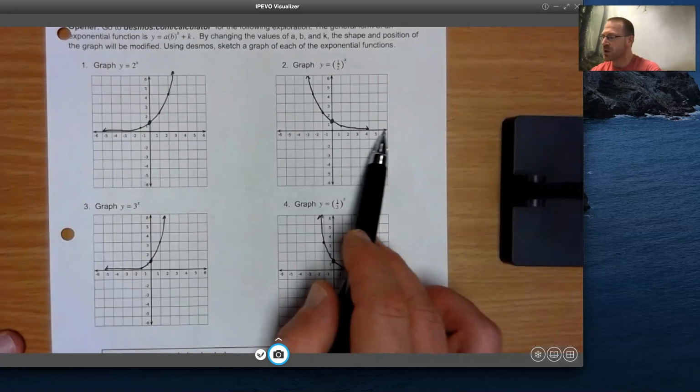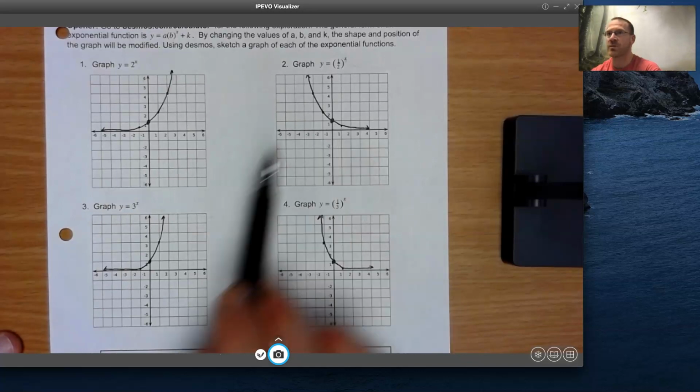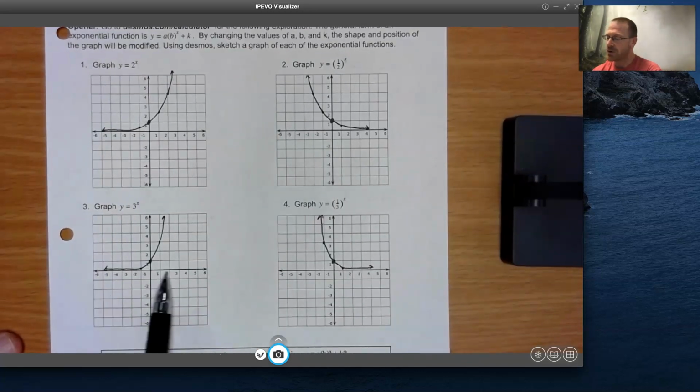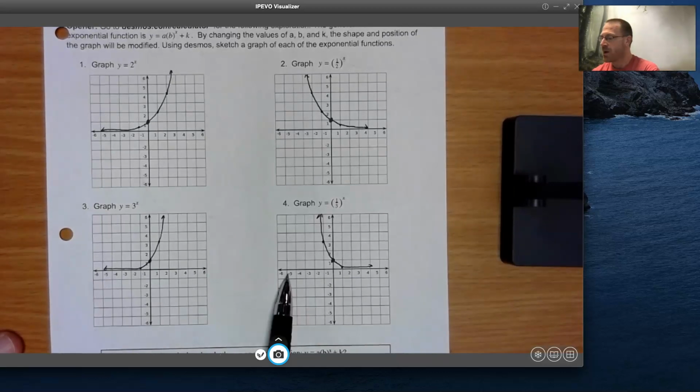My tail gets really close to 0, my y-intercept is 1 above. The same holds for the next two graphs.